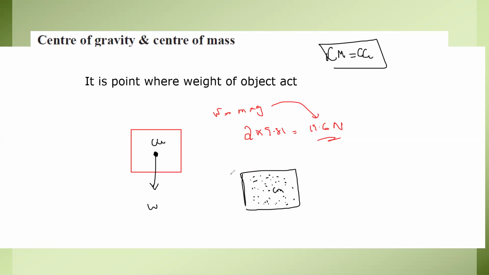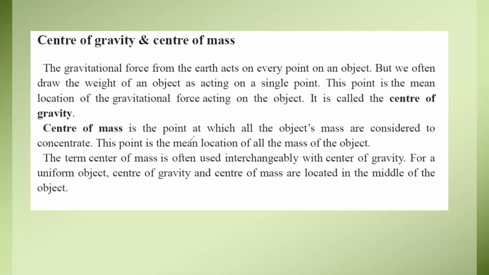The definition of both: the center of mass is a point where the object's mass is considered to be concentrated. This is the definition of center of mass. And the center of gravity is a point where the gravitational force acts on the object. That's the center of gravity. So the center of gravity is different from the center of mass.